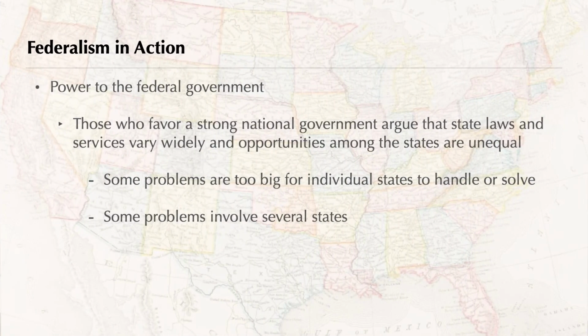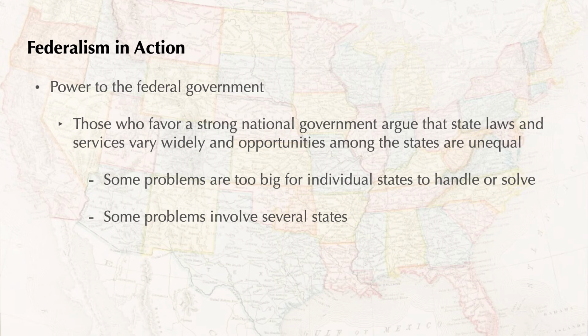Those in favor of a strong role for the national government point out that state laws and services vary widely. As a result, the opportunities in different states are not always equal. As you learned in Lessons 7 and 12, in the past, some states denied African Americans the right to vote and to attend school with whites. Today, some states might spend more money per student on education or offer more special programs, such as computer education, than other states. Thus, critics of states' rights argue the national government needs to play a stronger role to ensure equal opportunity for people in all the states.